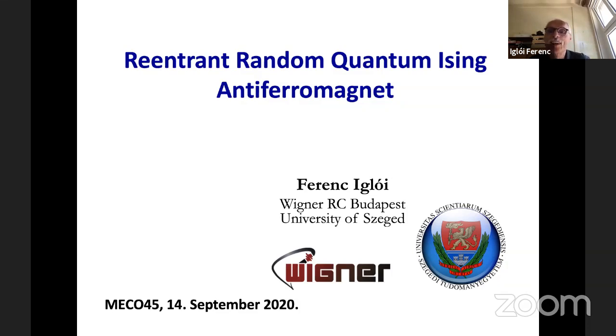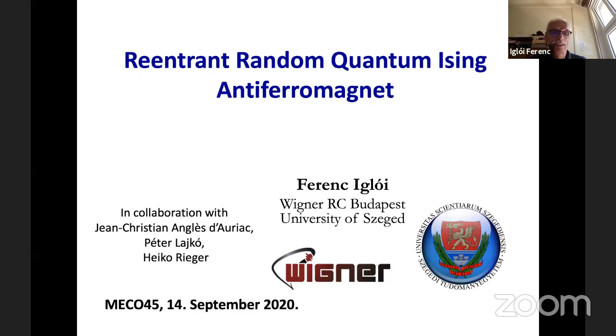So it is about perhaps the simplest quantum system, the quantum Ising chain, which is somehow made random, and we use antiferromagnetic interaction here. This research was made in collaboration with Jean-Christian Anglès d'Auriac from Grenoble, Peter Rajko, he is in Kuwait now, he is otherwise Hungarian, and Heiko Rieger in Saarbrücken.